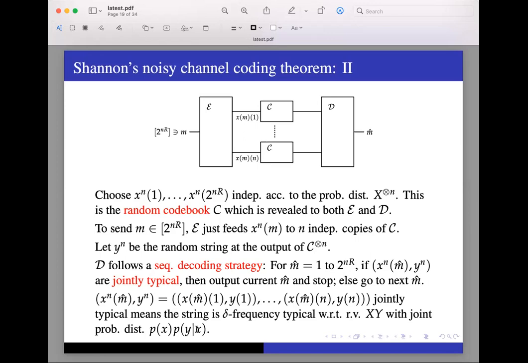I did say that it is n independent copies of px. So px is the base probability distribution on a single copy x, and this is the n copies of it. And the same thing is also implied here. On one copy of the joint random variable xy, the base probability distribution is given by this. And now I take n copies of xy. So I'm saying that this string is delta frequency typical with respect to that.